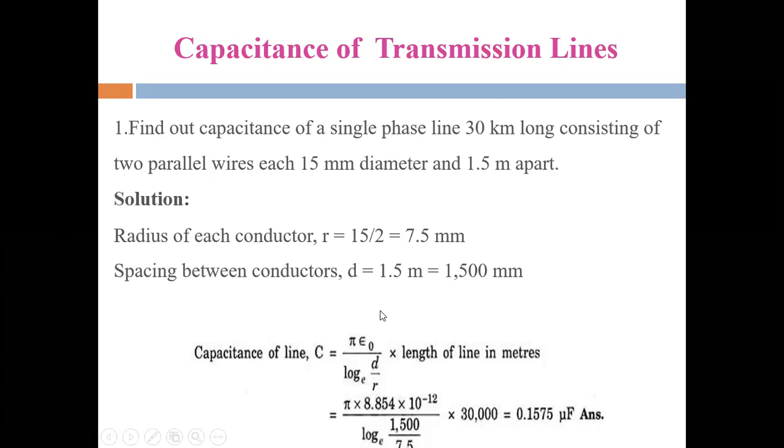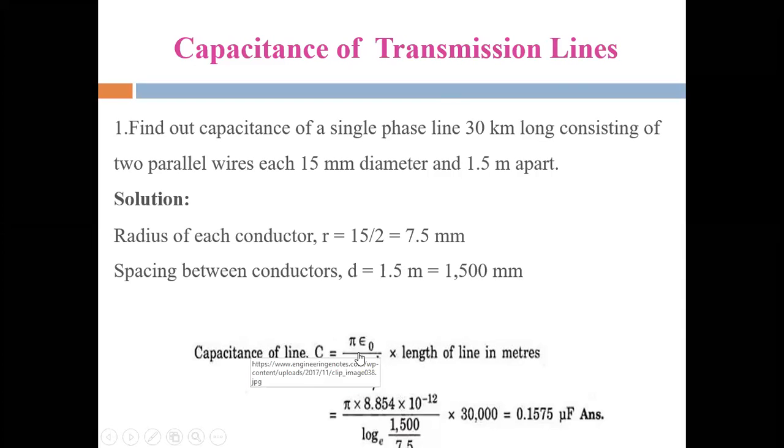Next, the spacing between the parallel conductors, that is D. The distance between the parallel conductors is 1.5 meters, that is equal to 1500 mm.